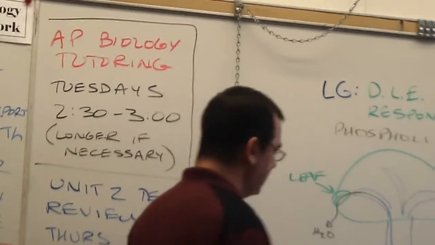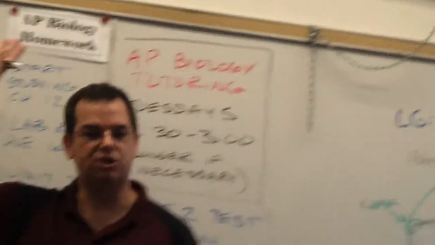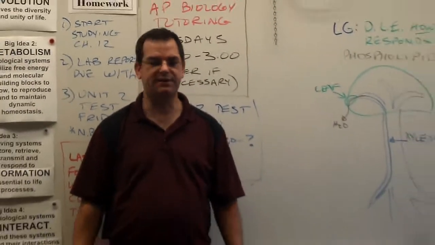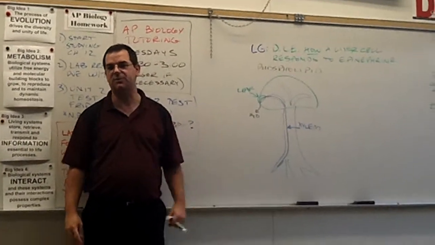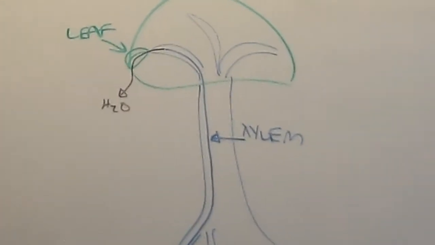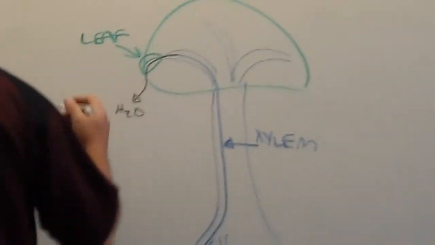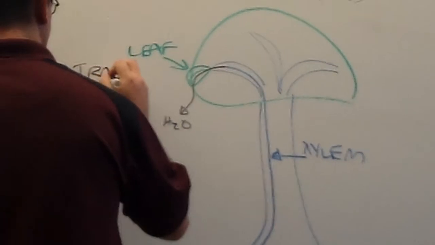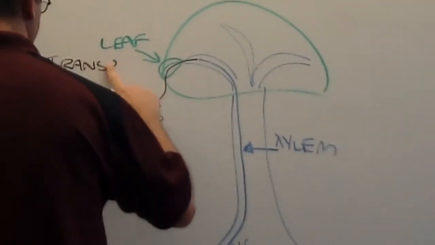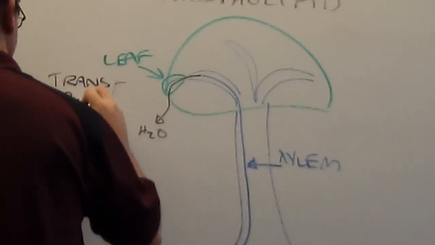Because, look at it. Hey, so, ladies and gentlemen, what do we call it when a plant loses water through its leaves? That's transpiration, yeah. Transpiration. Xylem.